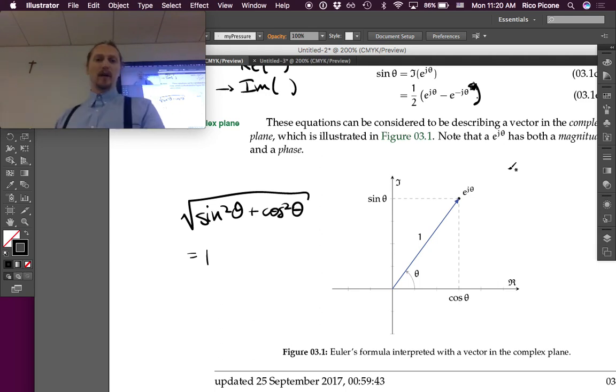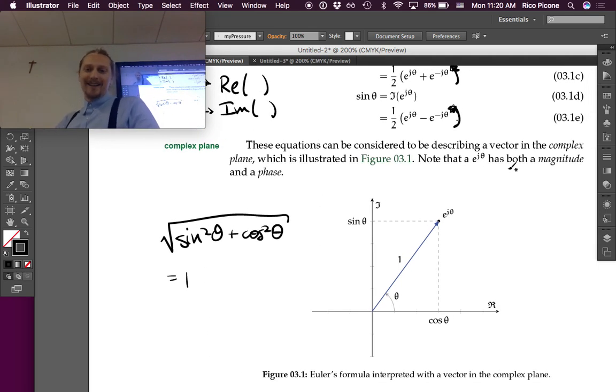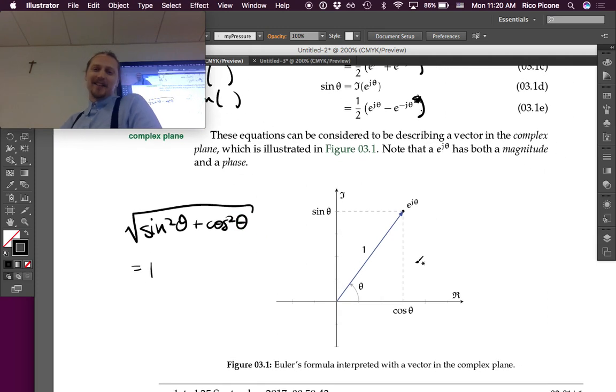It's the only thing you can multiply it by, though. Yeah. Good. So that's the complex plane. That's e to the j theta. That's how it's related to this trigonometric form.